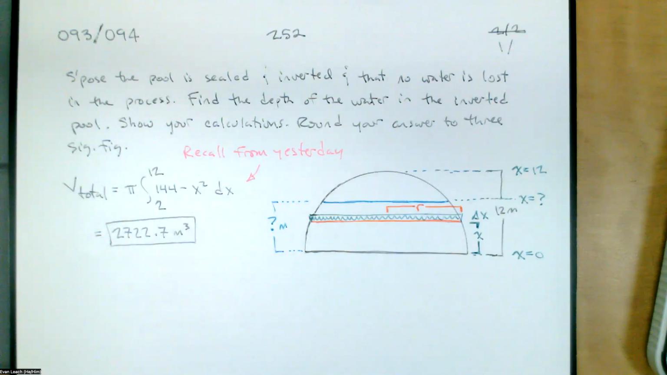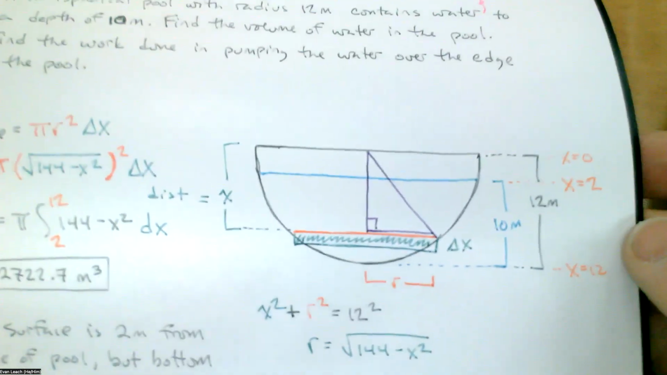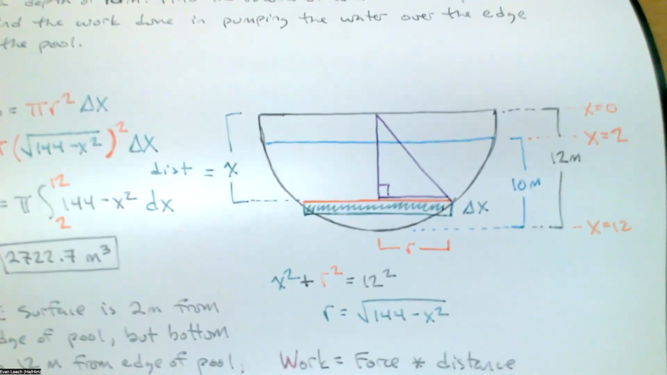Let's take a look at the problem from yesterday. We had a pool and it was a hemisphere with a radius of 12 meters and it had water in it to a depth of 10 meters. It was also oriented with the round side down, like a sensible person would build a pool.